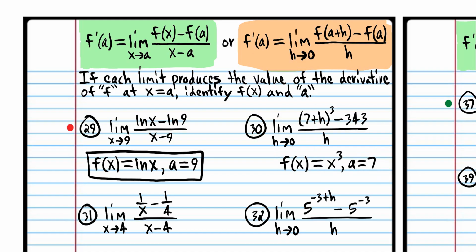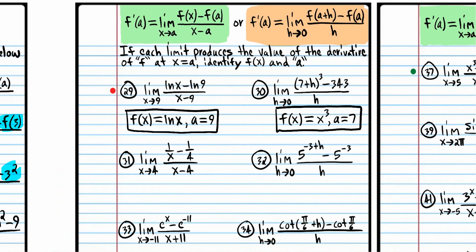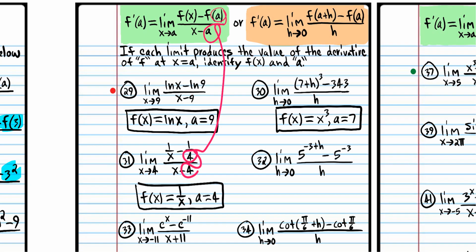So again, the whole purpose of this is to get you familiar with these formulas. Okay, so now we're using the green formula. So what is f of x? F of x is 1 over x. And we're trying to find the derivative when x is equal to, we just look at this number here, when x is equal to 4. Of course, we can also look at these numbers.